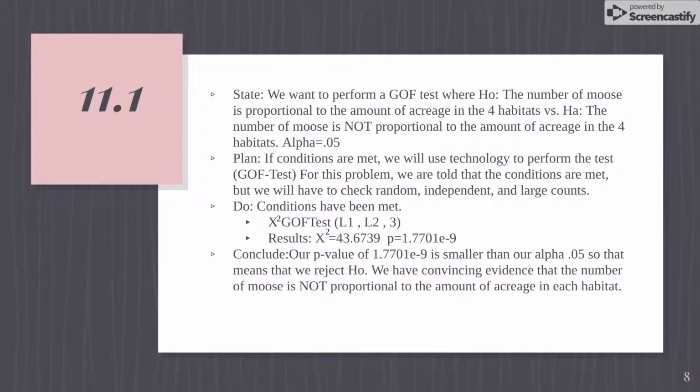If you notice, your p-value is so small that for your conclude, all you have to say is our p-value is smaller than our alpha level 0.05, which means that we will reject our null hypothesis. We have convincing evidence that the number of moose is not proportional to the amount of acreage in each habitat.